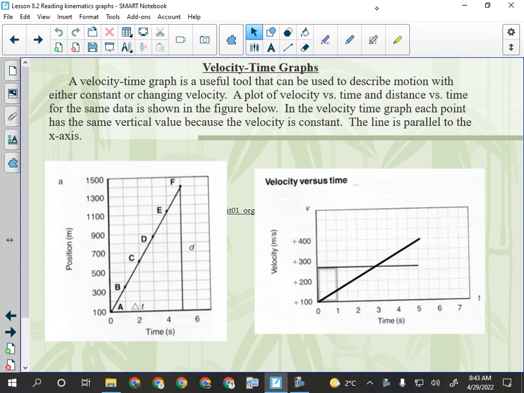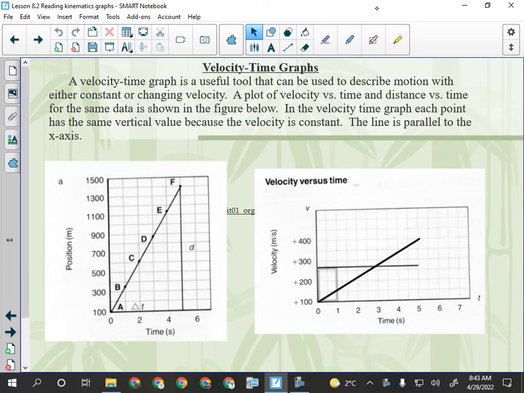So yesterday we worked on position versus time graphs, okay? And a position versus time graph shows us where an object is at various points in time. Today we're going to look at velocity versus time graphs, which tell us how fast and in what direction an object is moving at any given time. Okay? So they could be showing us the exact same trip. Could be showing us exactly the same data. Would they look the same?